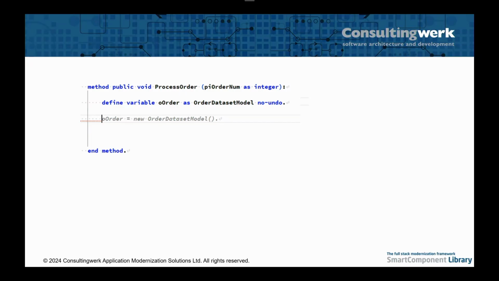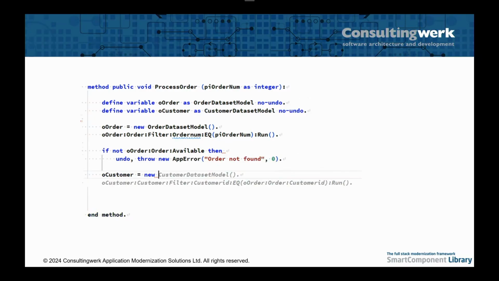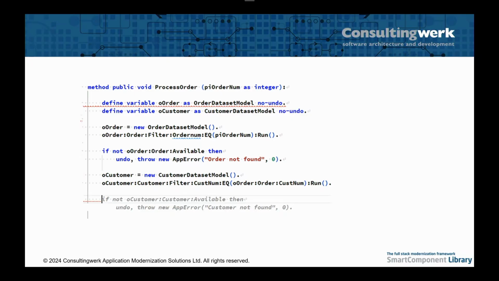I accepted that, so I probably want to create a new instance. I probably want to find a record based on the input parameter. I probably want to throw a meaningful error message when that record is not there. So all that is stuff that it just proposes while I write the code.